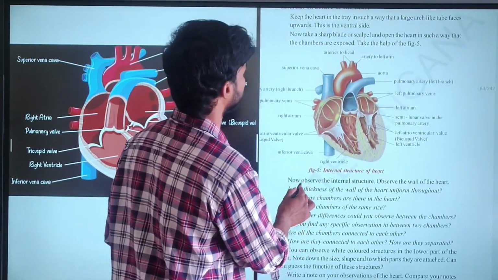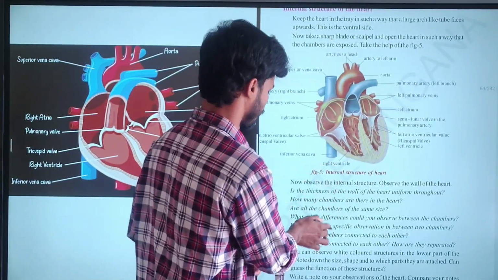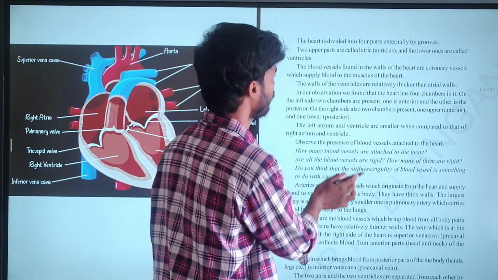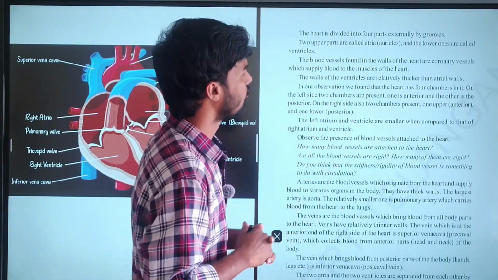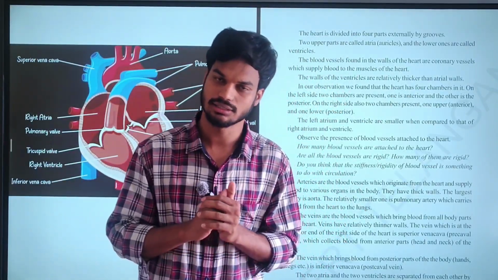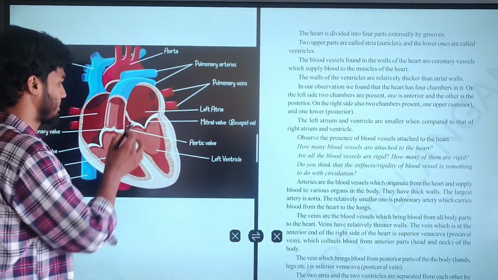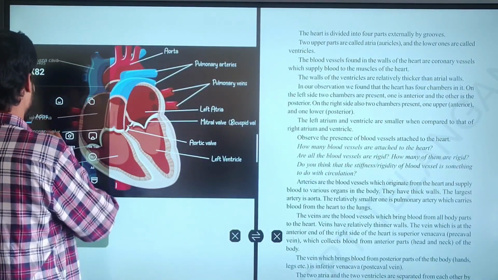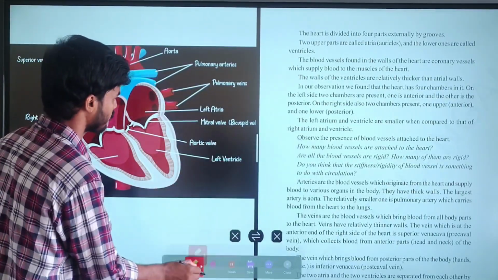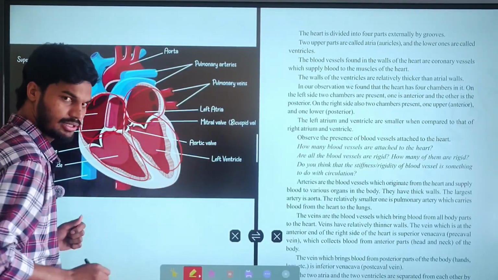What is given? The heart is divided into 4 parts by grooves. Simply, the heart is divided into 4 chamber-like structures, that is, 4 room-like structures. These we call the chambers.